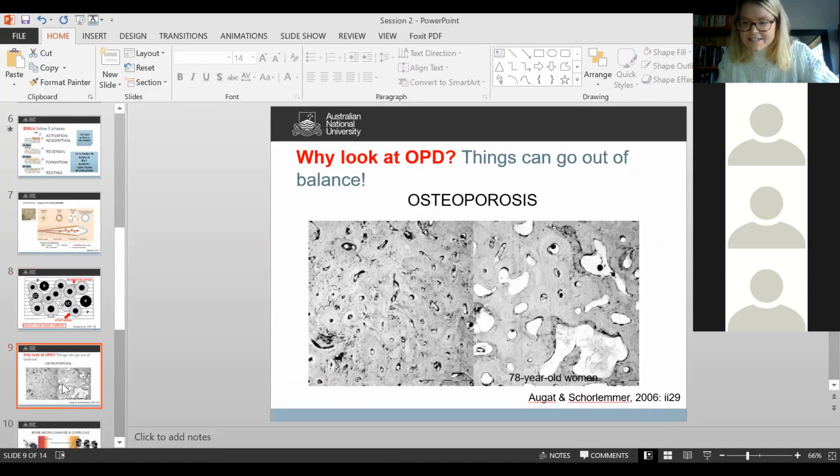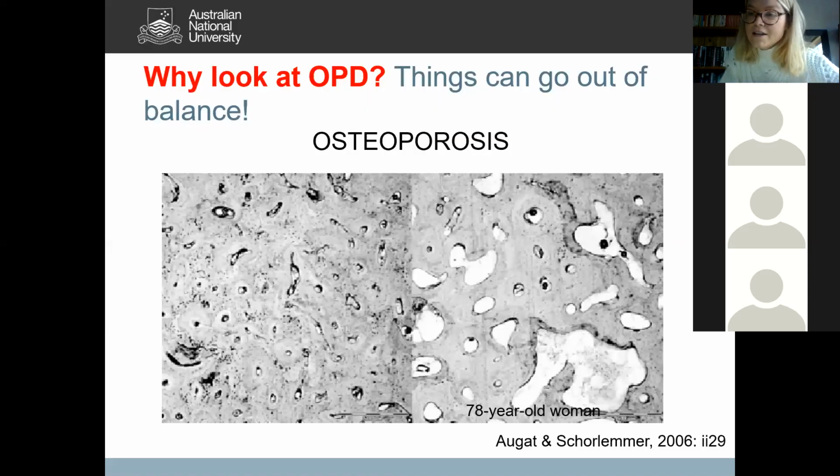Okay. All right, so why is this important? Why look at OPD? Let me give you a couple of examples, and then we'll move on to actually doing our own. You remember I mentioned bone remodeling is a balanced process, but things can go out of balance. It's literally what we would say, the remodeling is out of balance. And a very, very classic example for that is osteoporosis.